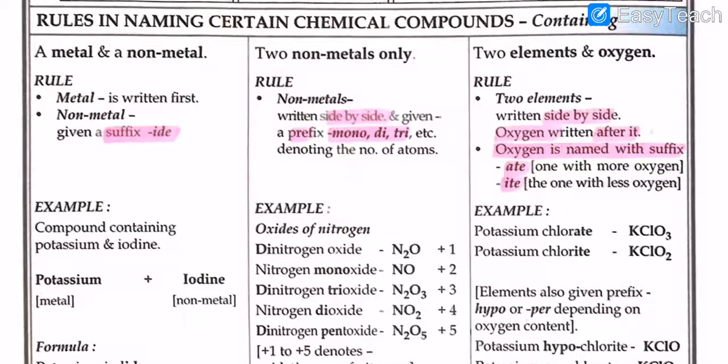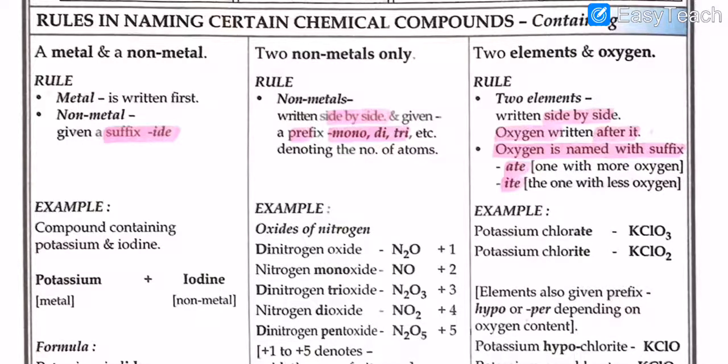Now, important points in these. First thing, positive atom left side, negative atom right side. Valency, step 2 and step 3 are very easy, things that you've always been doing, so I don't think I need to tell that to you. Now, in the case of rules, just mark metal and non-metal. Metal is written first and non-metal is given the suffix "ide."